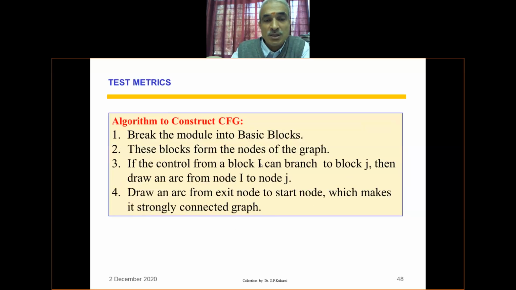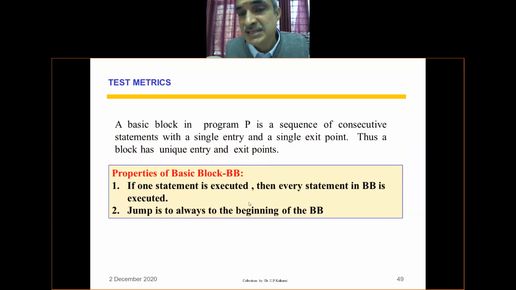But what is a basic block? A basic block is a sequence of consecutive statements with a single entry and single exit. If one is executed, everything is executed. And a branch jump is always to the beginning of a basic block. Look at the jumps throughout the program; wherever a jump is there, mark it as a beginning. Then look at what is executed from the beginning, executed in totality, either executed or not executed. So with this property, we identify basic blocks. Sometimes people make mistakes here also.